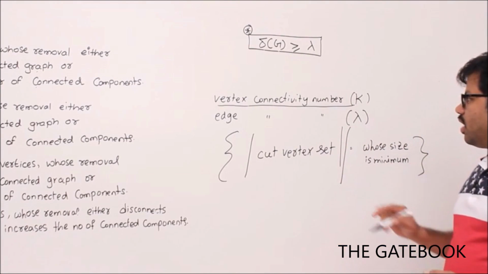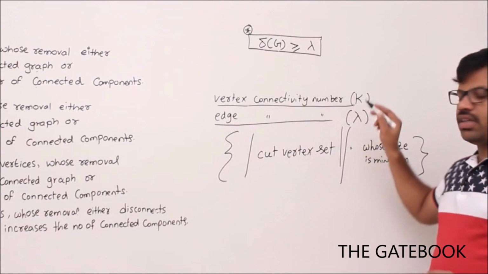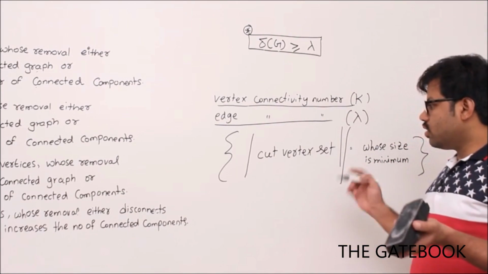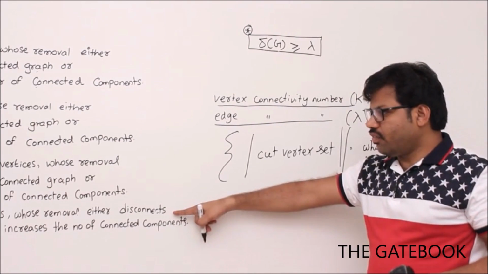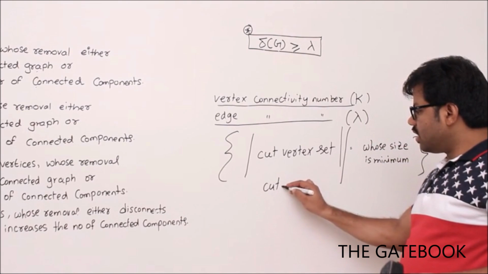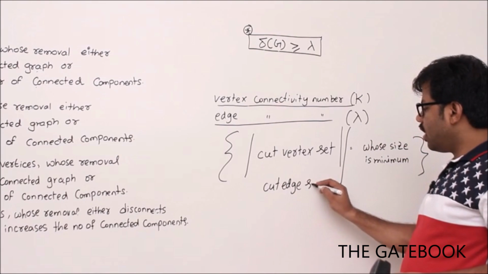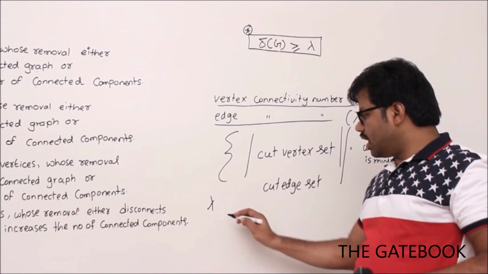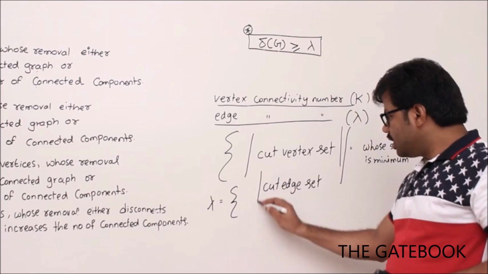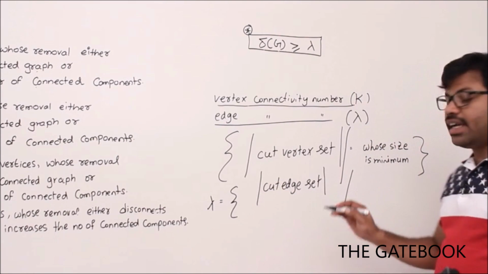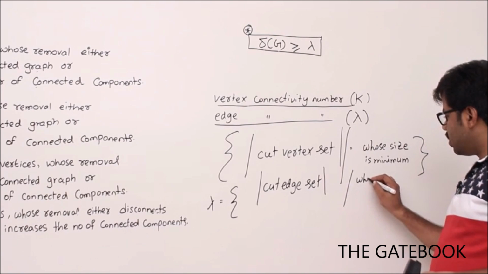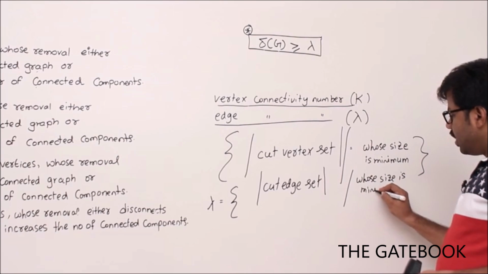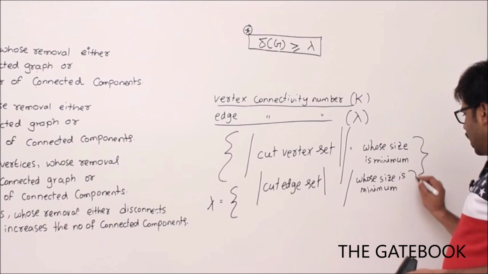Now similarly I can define the edge connectivity number, that is the minimum number of edges required to disconnect the graph. To disconnect the graph we use a cut edge set, correct? Then what is the relationship between this cut edge set and the edge connectivity number? Lambda is nothing but the size of the cut edge set, but which kind of cut edge set? Whose size is minimum. That is the definition of the edge connectivity number.